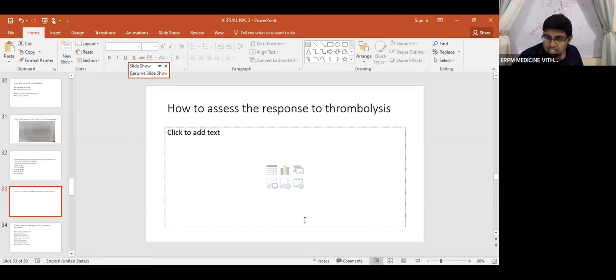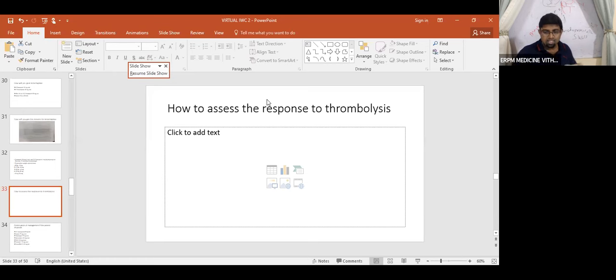What is the second point, guys? Hemodynamic stability. The patient will become hemodynamically stable. What do you mean by hemodynamically stable? Pulse rate and blood pressure will be normal or will come towards normal.